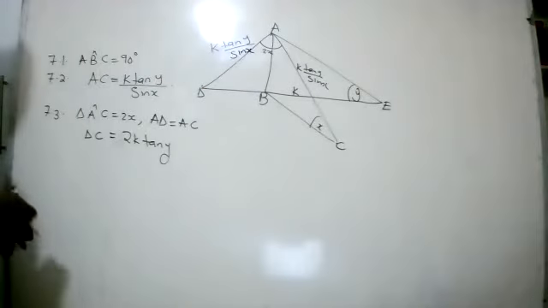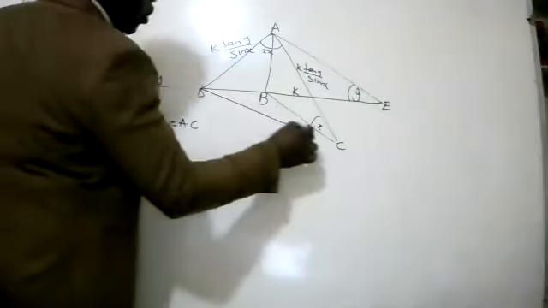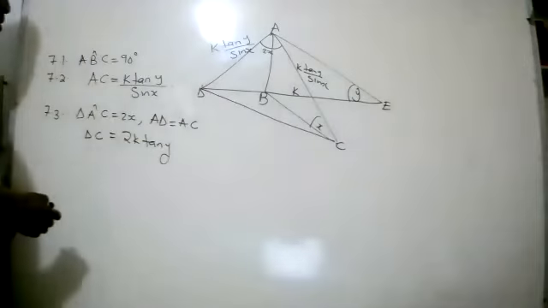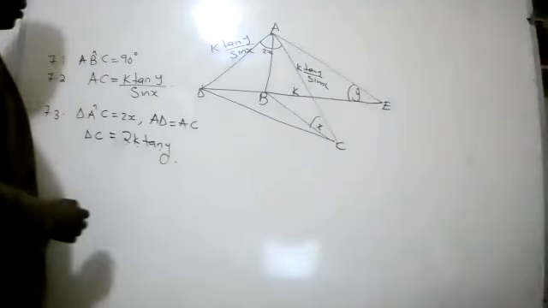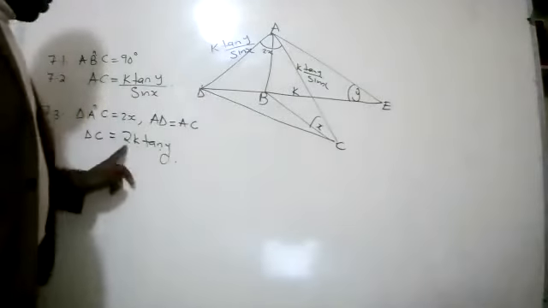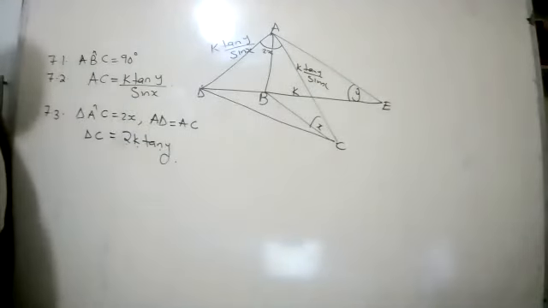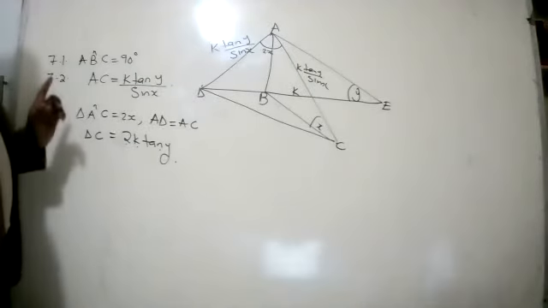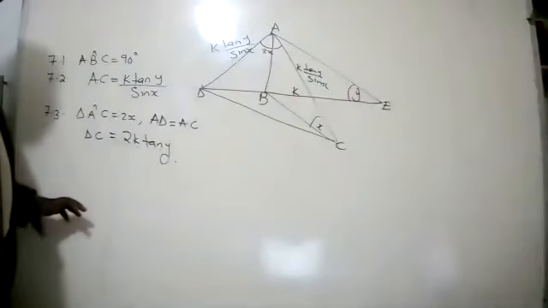So now we are required to show that the distance DC, which is the distance between the two players, is equal to 2K tan of Y. So the question is, how do we do that? We can do that by using what are called the sine rule and the cosine rule.